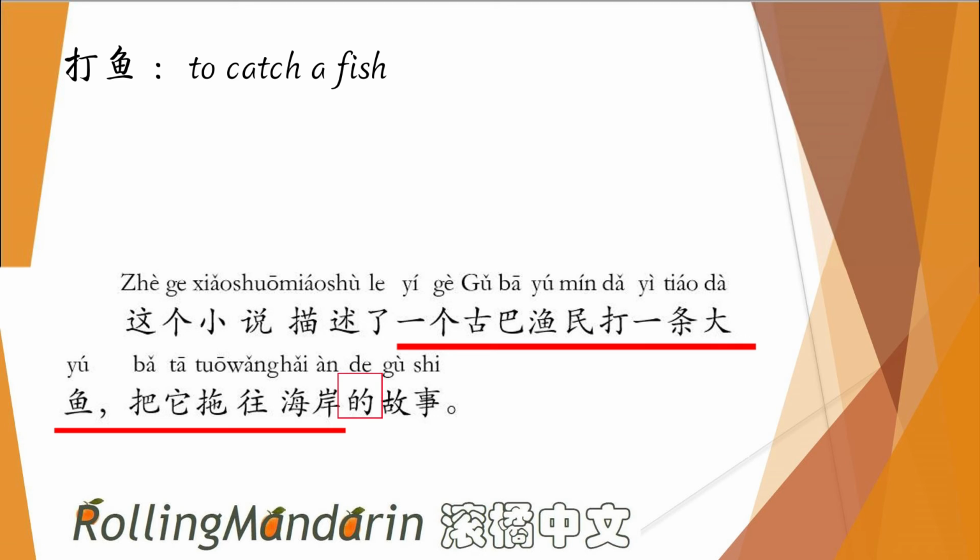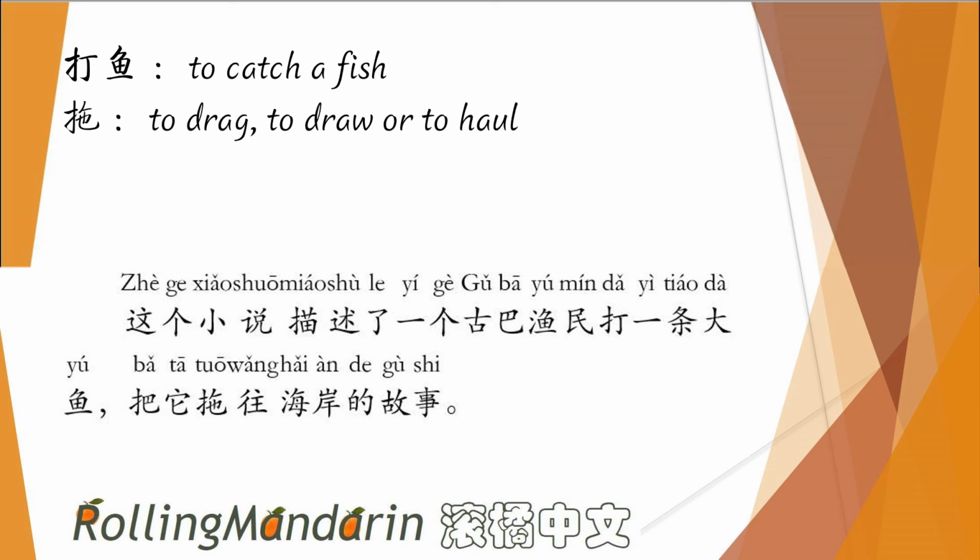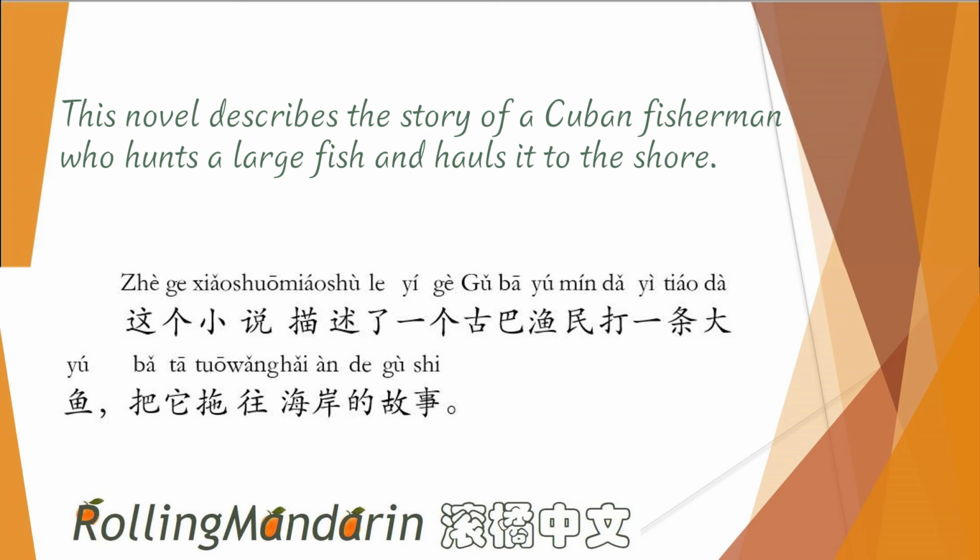It means to catch a fish. It doesn't mean to hit a fish, although it uses the verb 打。拖 is to drag, to draw, or to haul. 拖往 means to draw towards. 这个小说描述了一个古巴渔民打一条大鱼，把它拖往海岸的故事。This novel described the story of a Cuban fisherman who hunts a large fish and hauls it to the shore.